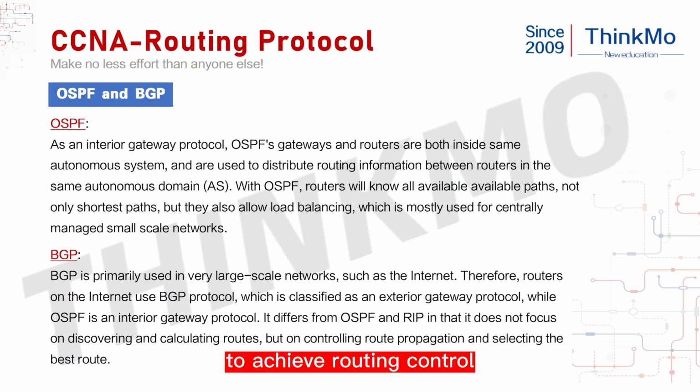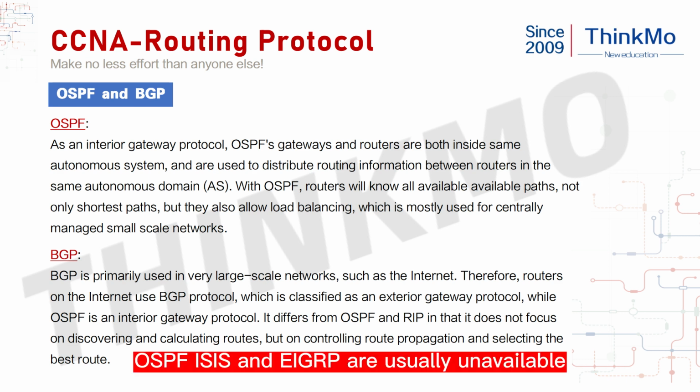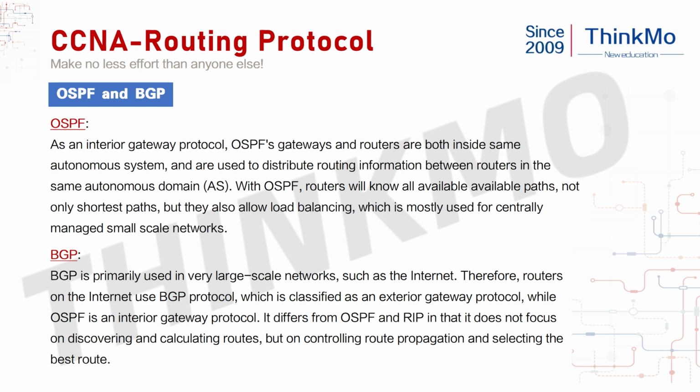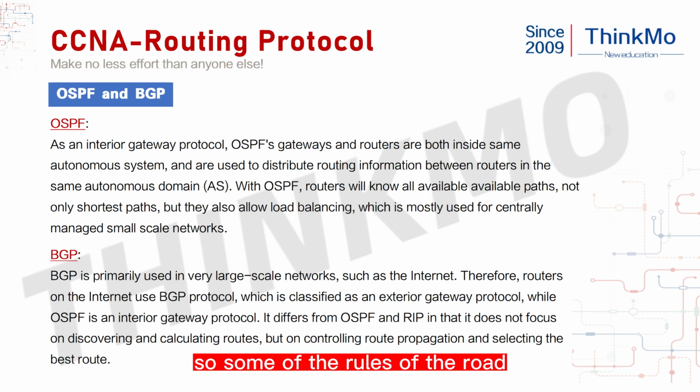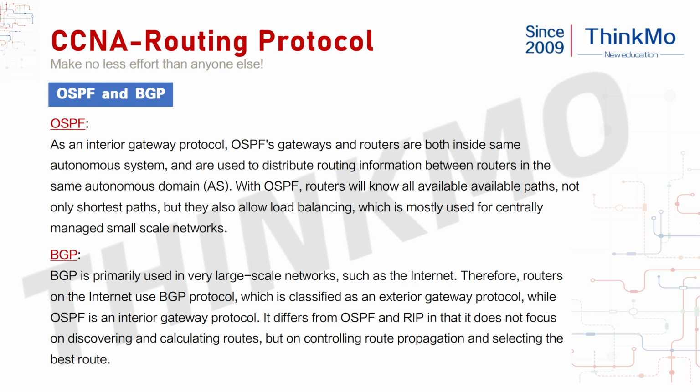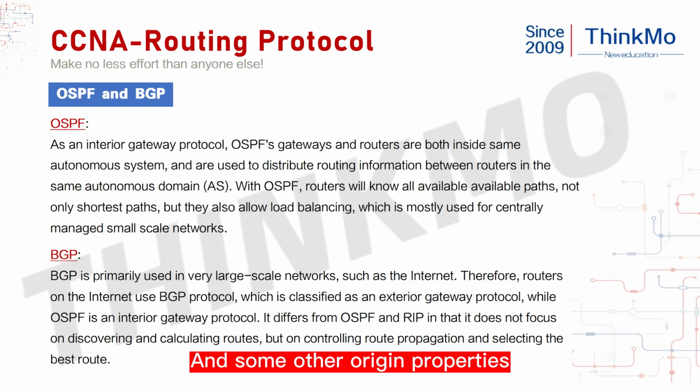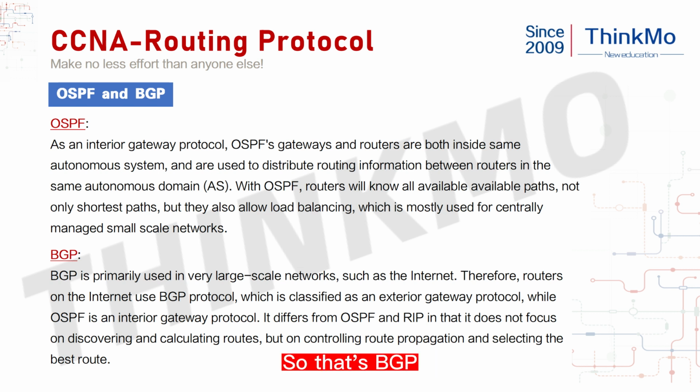To achieve routing control, OSPF, ISIS, and EIGRP are usually unavailable. BGP does it. So some of the rules of the road, like the MED principle, local preference, and some other origin properties, achieve flexible applications. Control of routing entries is more convenient. So that's BGP and other protocols.